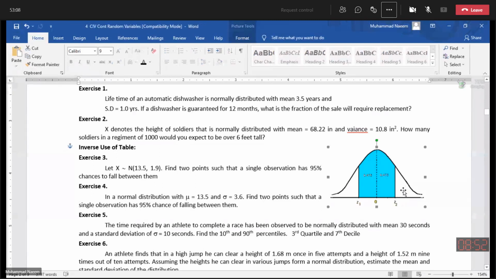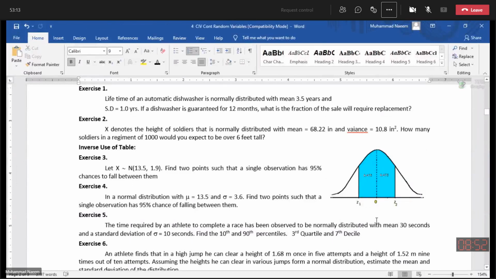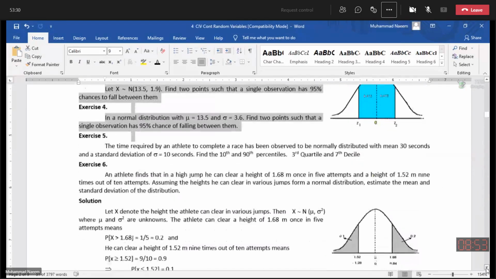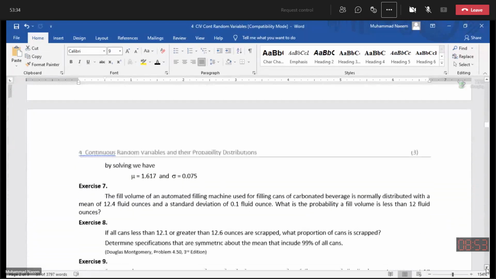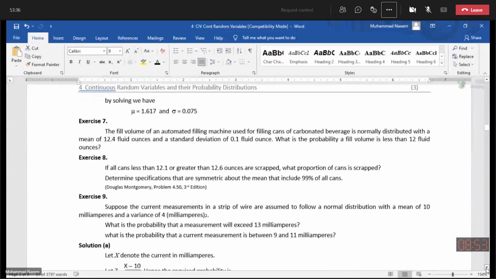So subtract the tabulated area from 0.5, you will get this region. This region is actually the probability. Probability means the proportion, fraction. So multiply this proportion with 1000. You will get the exact figure. Similarly, try the other points also. If you face some problem, you can discuss with me.